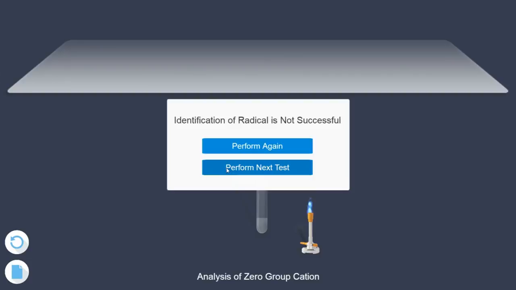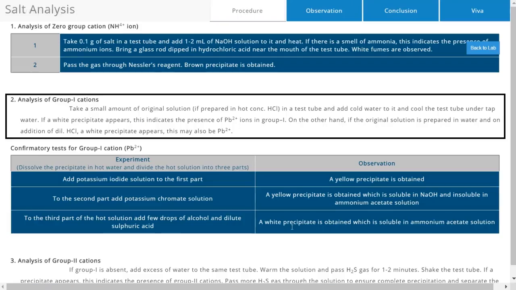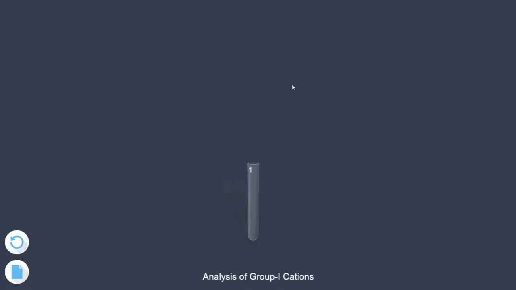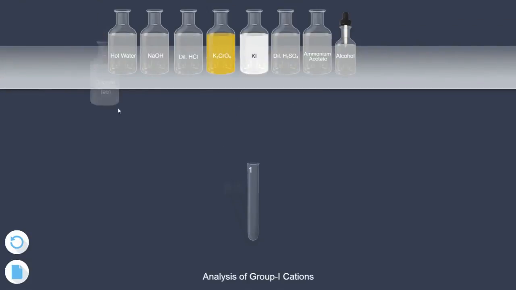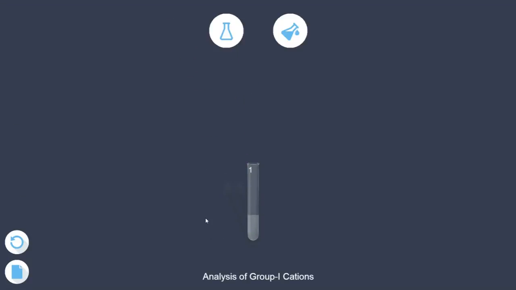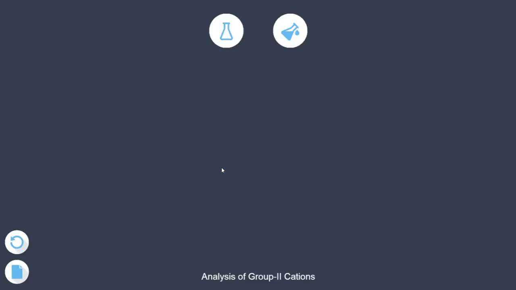Perform next step. Take original solution in a test tube. Add dilute HCl solution to it. Since there is no precipitation, it indicates the absence of group 1 cation. Perform next step.